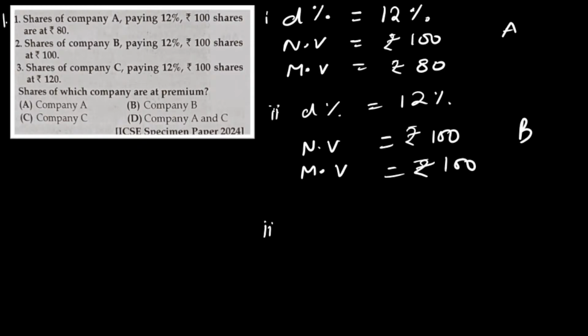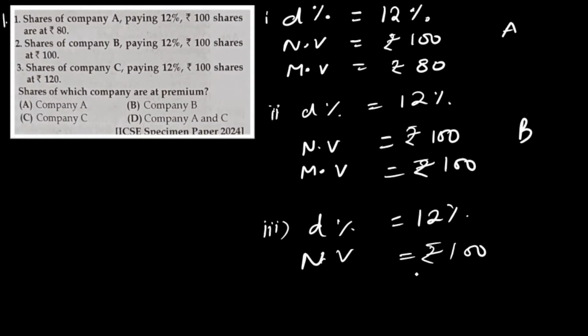Then the third statement is for company C. Dividend percent is the same, 12%. Then nominal value is again the same, 100 rupees. But market value is 120 because the shares are sold at 120. This is for company C. So these things are given to us.